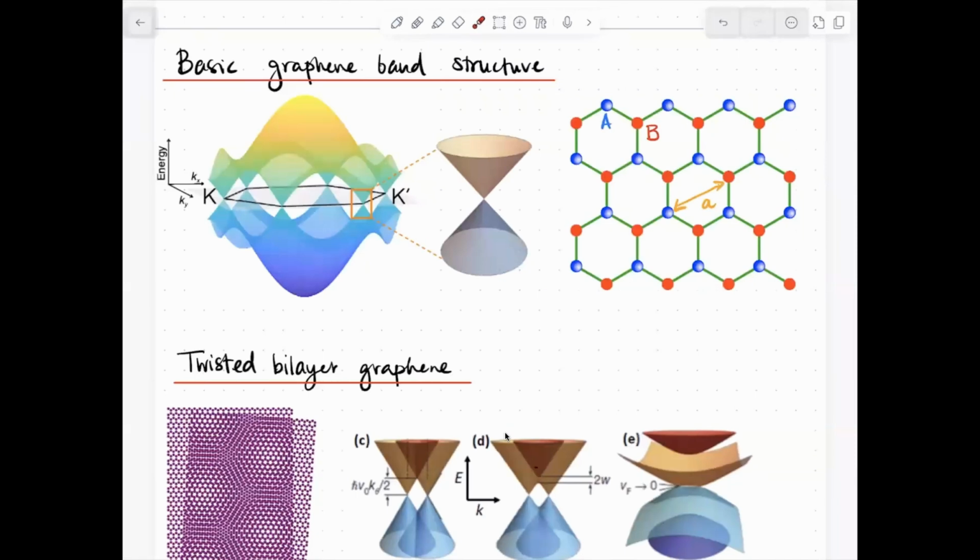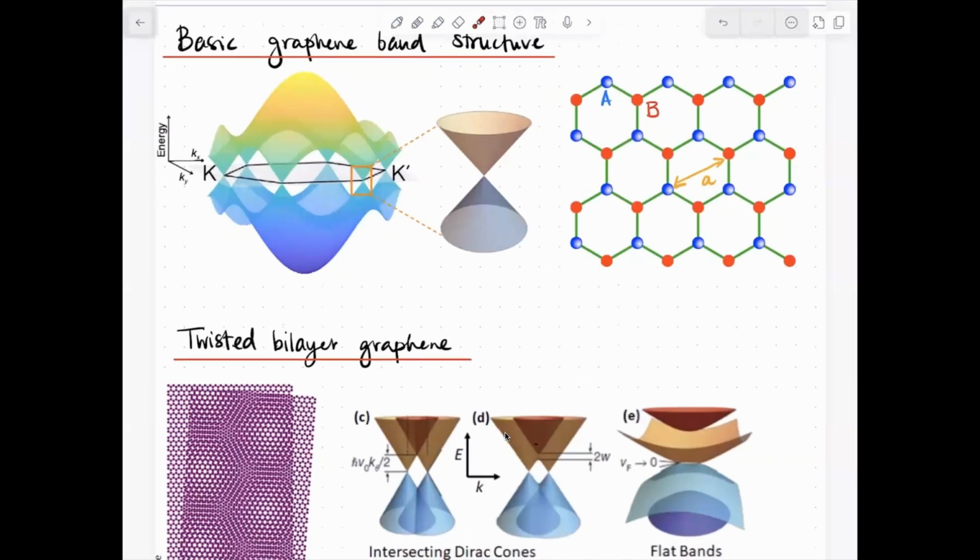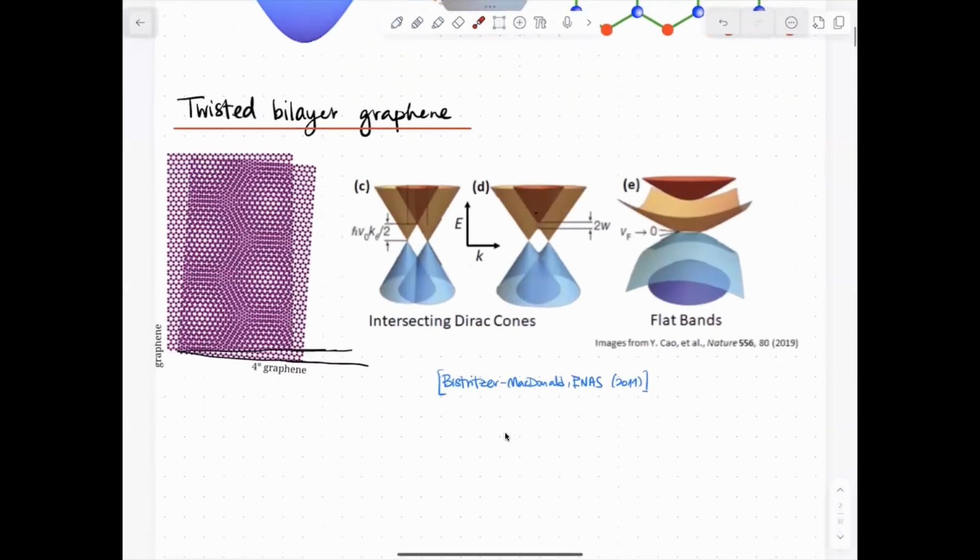It's pretty clear. But what's kind of the magic observation from 2011, Bistritzer and MacDonald, was that they expect there to be this magic angle where everything becomes completely flat. And so we can understand very basically where that magic angle is coming from, from this picture that I have sketched out here.